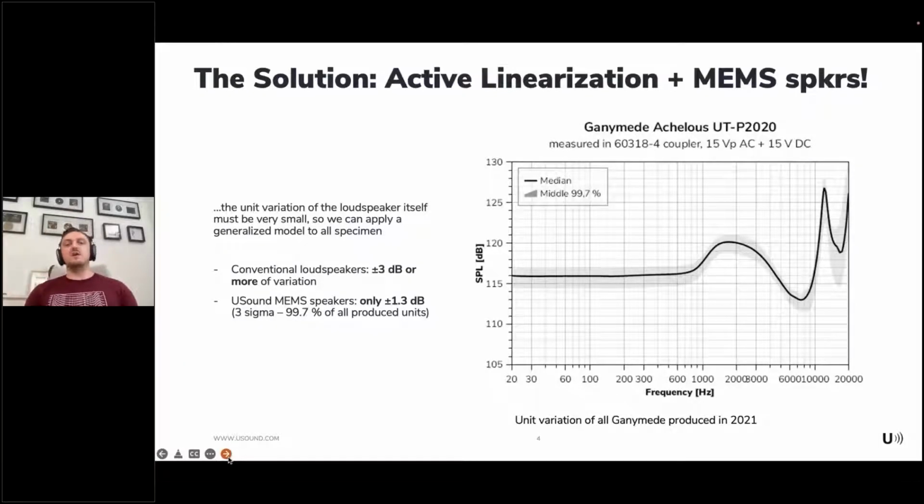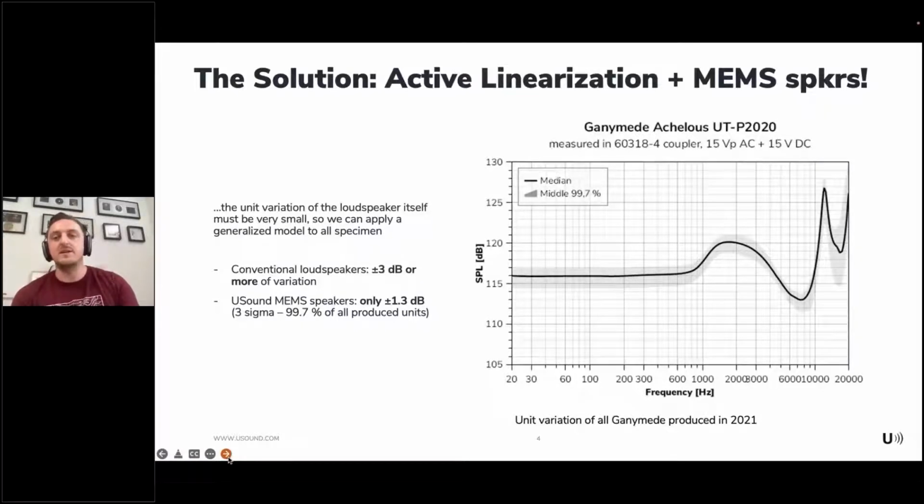This is actually a measurement of all the units that were produced in 2021 of a specific speaker, the Ganymed Achelos speaker. And you can see that even at an extremely high standard deviation of 3 sigma, which contains 99.7% of all produced units, we're still within plus minus 1.3 decibel deviation from the specified value, which, if you've ever tested more than one specimen of the same model, is something that is outstanding and cannot typically be matched by conventional speakers.